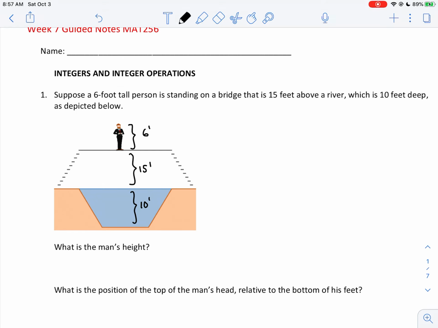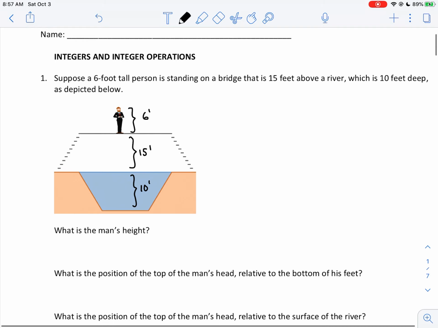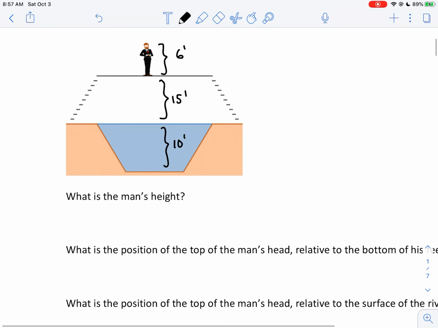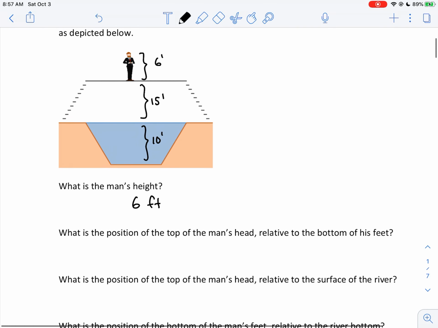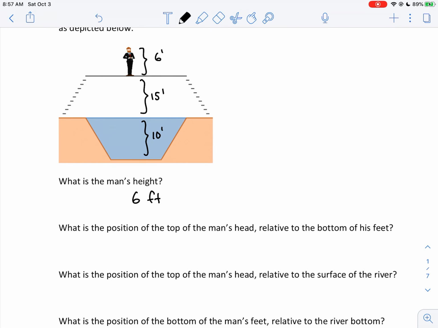Let's answer several questions. What is the man's height? Well, that was answered in the prompt. It's 6 feet. Let me ask you another question that might sound strange. What is the position of the top of the man's head relative to the bottom of his feet?